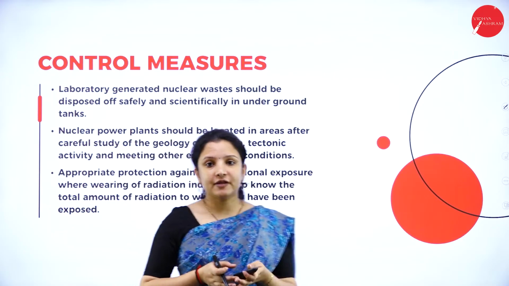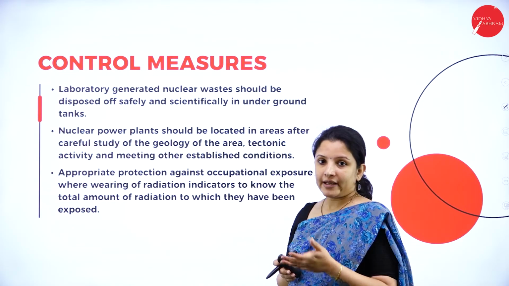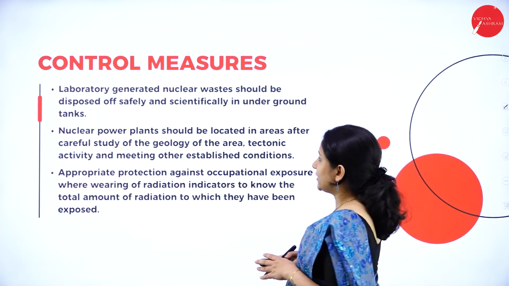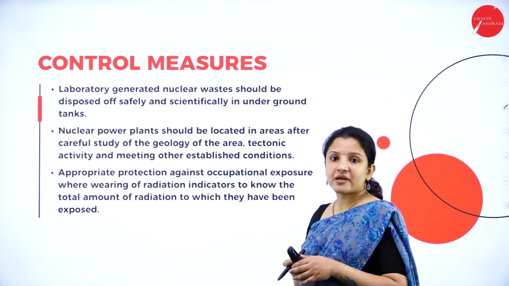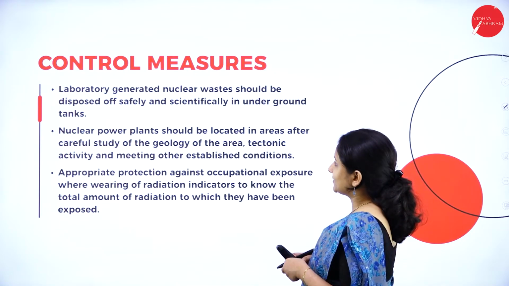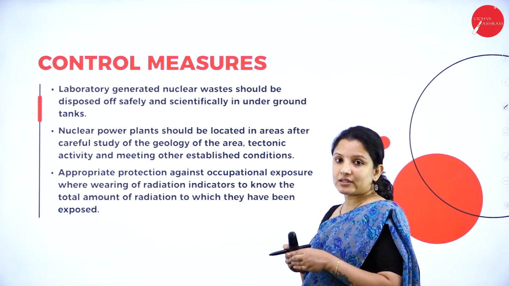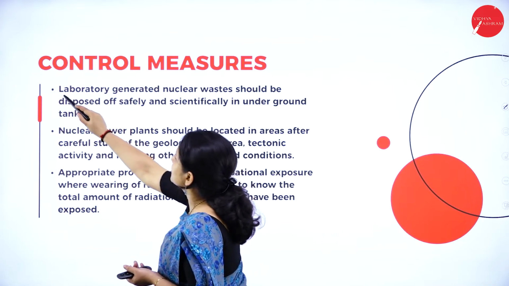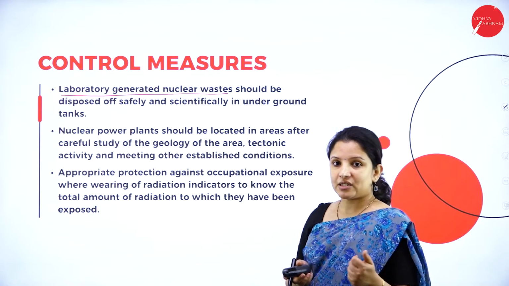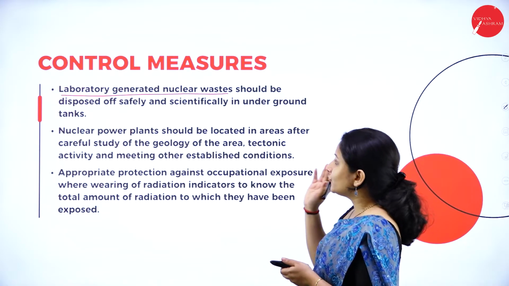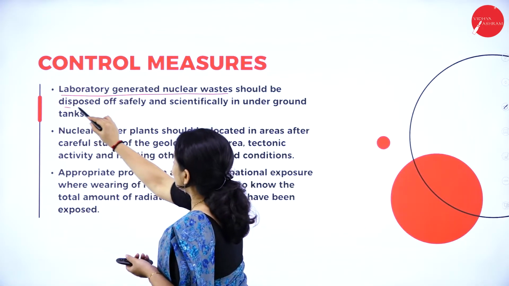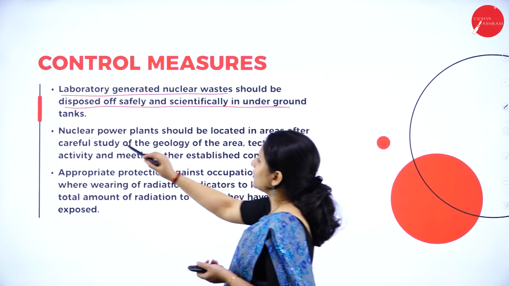So, these are the different hazards, that is human health hazards caused by exposure to radioactive substances or nuclear radiations. Next is, what are the control measures that can be followed in order to prevent nuclear hazards? One is the laboratory generated waste. Whatever experiments are conducted in the laboratory using uranium or any nuclear materials or radioactive substances, those nuclear waste should be disposed properly and scientifically in underground tanks.